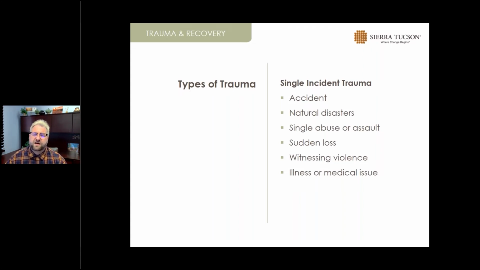Having a sudden loss or any type of loss, grief, can be considered a single incident, high intensity trauma. Witnessing violence, and I also include even witnessing violence in the media. You don't have to see it in person to be negatively impacted by it. And then people who have chronic illnesses or chronic medical issues, such as chronic pain, fibromyalgia, Crohn's disease, etc.